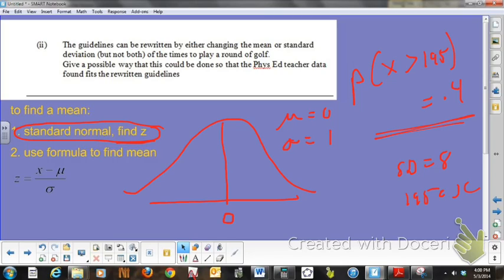And basically we're trying to figure out, if this is my 195, let's just assume we don't know what the mean is, and that's my 195. We're trying to figure out what the new mean is going to have to be in order for the values in the graph, that 40% are going to be greater than 195. So we've got to turn that 195 into a z value. We've got to figure out how many standard deviations above the mean this value is.